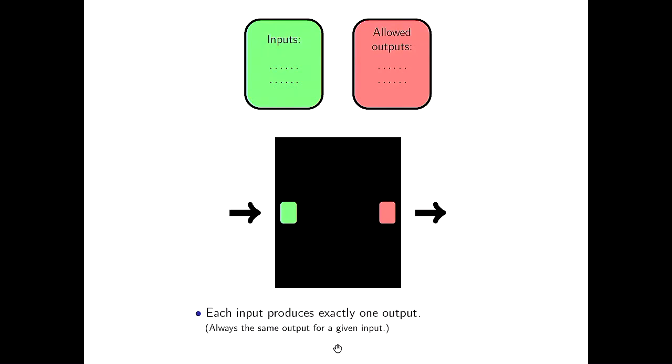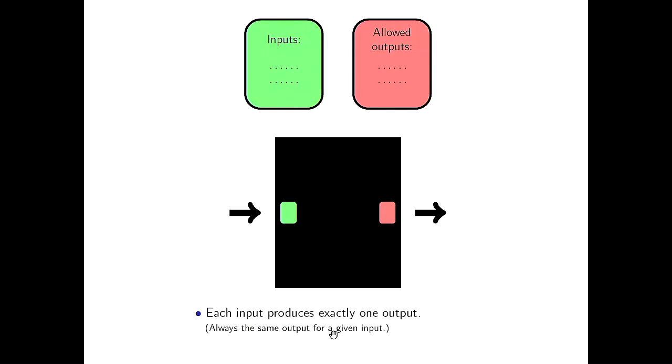And the key property of a function, and I'll say this 16 times during this lecture, is that for every input you get exactly one output, and it's the same output every time, right? There's no randomness, there's no anything else. So each input produces exactly one output. In particular, each input does produce an output. There's no such thing as putting something in the box and not getting anything out. And it's always the same output for a given input. So that's the concept.